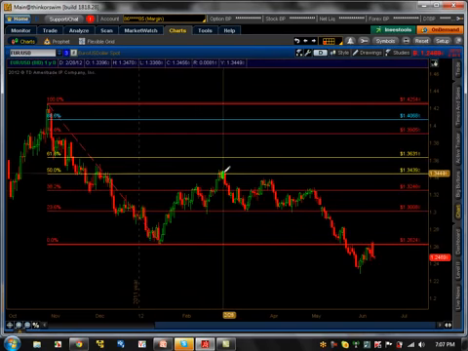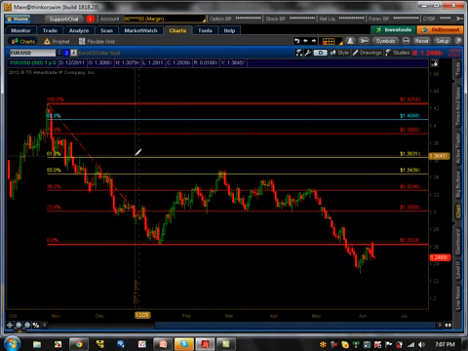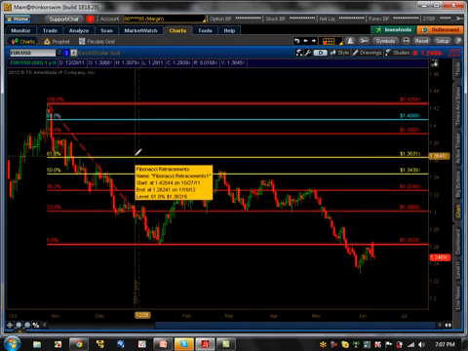This gives me exactly where I can enter. I can enter on a 50% retracement or the 61.8, going and betting on it going down. This is where the profit level will stop, all the profit taking. You guys clear? Yes? You had a question.